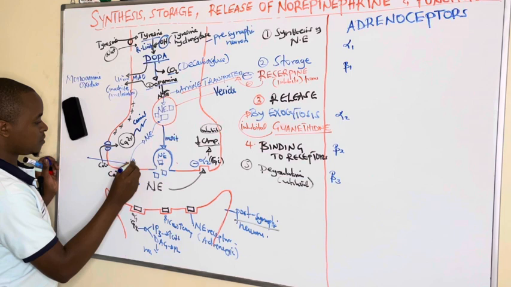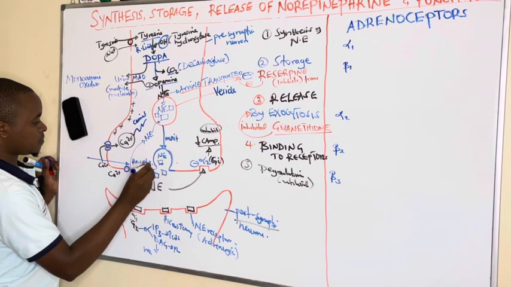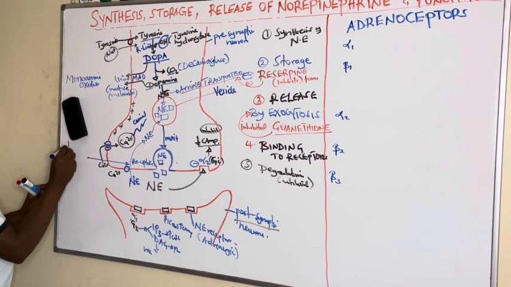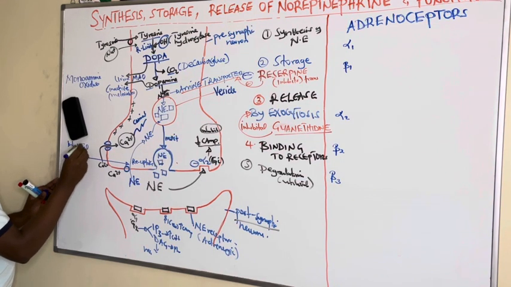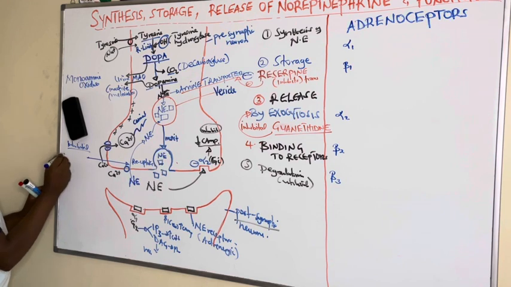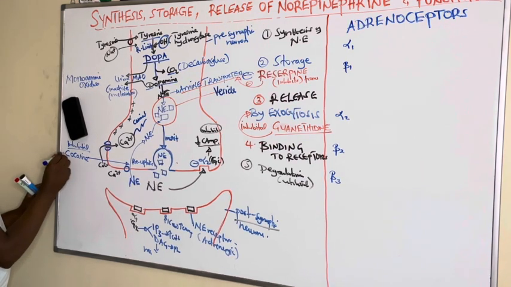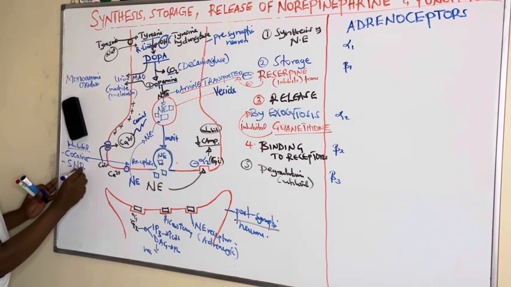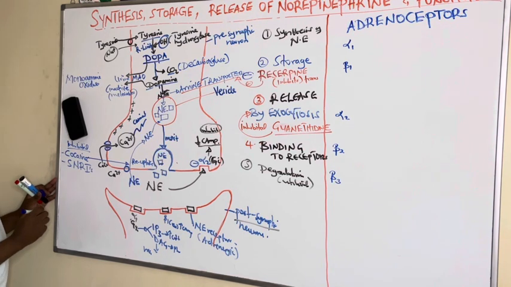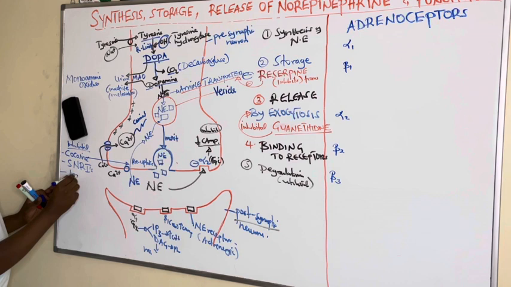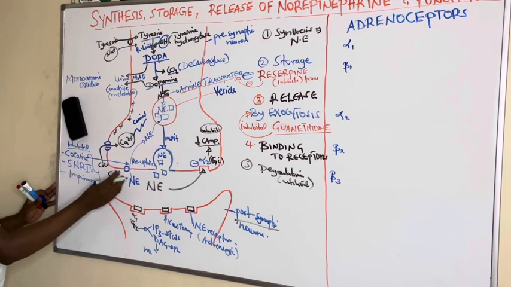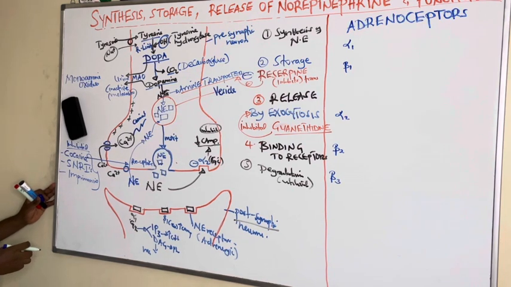We're going to see that this norepinephrine reuptake transporter is inhibited by many drugs. Reuptake of norepinephrine is inhibited by drugs like cocaine. Cocaine is a drug that inhibits reuptake of norepinephrine. Serotonin-norepinephrine reuptake inhibitors also do that role, and another drug is imipramine. So these three drugs inhibit reuptake of norepinephrine back into the presynaptic neuron.